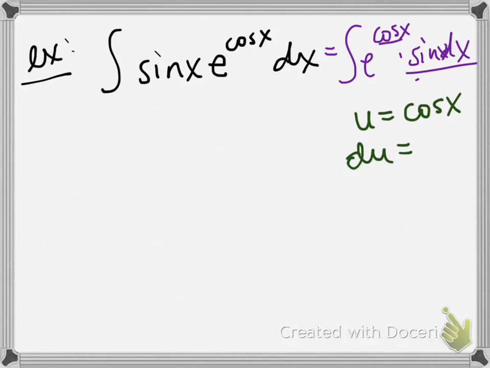The derivative of cosine is negative sine x dx. So what are we missing? We're missing a negative here. So we put a negative on the outside.